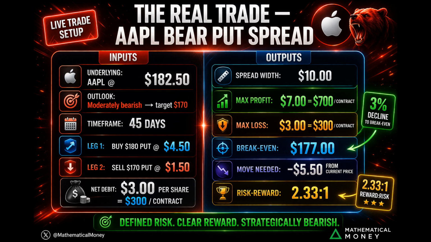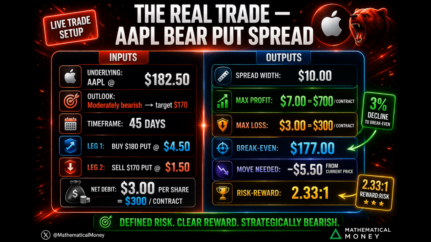2 legs, 1 bearish position. Leg 1, buy the higher strike put. This is your core bearish exposure. If Apple falls below this strike at expiry, your put has intrinsic value, $1 of value for every dollar the stock falls below the strike. Theta works against this leg. Time decay reduces its value every day the stock does not move.